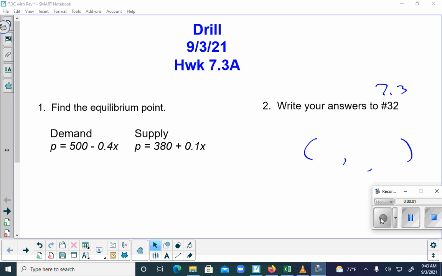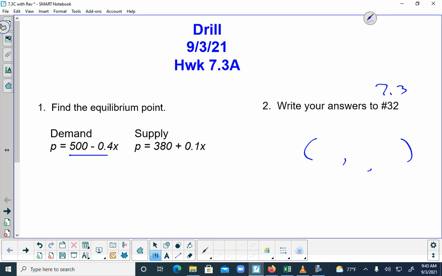So number one was equilibrium, find the equilibrium points. On your homework, I think one actually said for you to use your calculator to do it because the functions were squared. And then this one I gave you a linear. I would have just, since they're both equal to p, you can set them equal to each other.